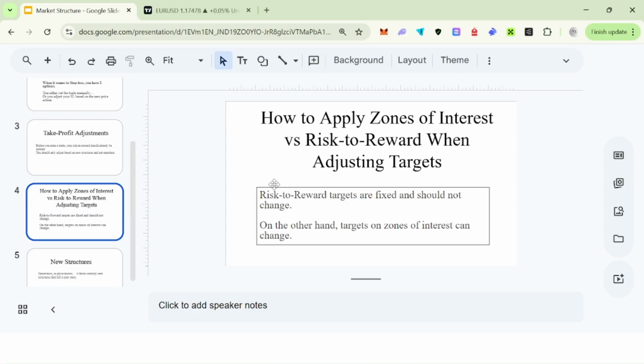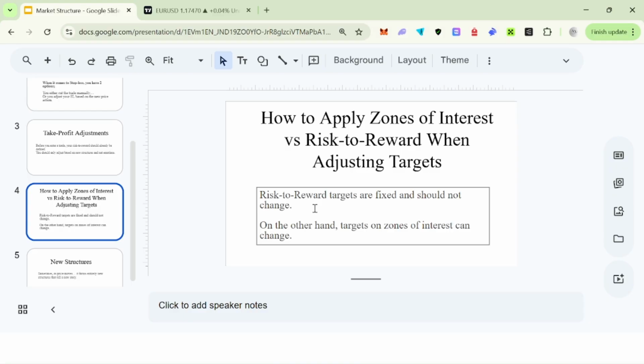How to apply zones of interest versus risk to reward when adjusting targets. Now, risk to reward targets are fixed and should not change, like I said. On the other hand, targets on zones of interest can change. Now, this is where actual smart adjustment comes in. You can also set targets based on zones of interest because those are areas where price is likely to react.